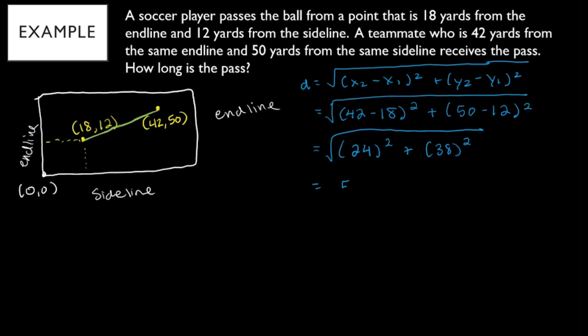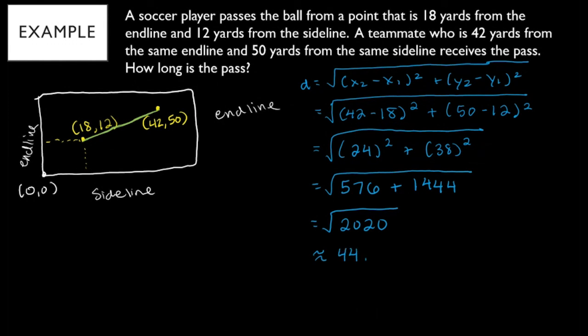So 24 squared is 576. 38 squared is 1,444. Add those together and we get 2020, incidentally. Now, we're going to just take the square root of 2020. And that gives me about 44.94441011. Those are the numbers that I see on my calculator.